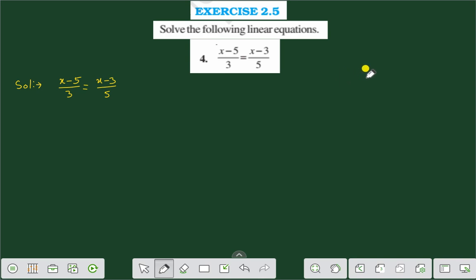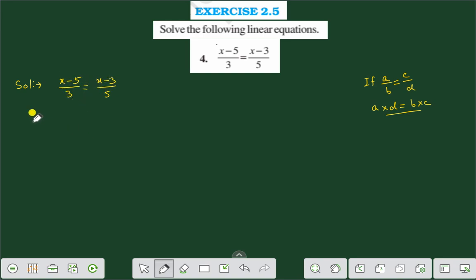We know that if a by b is equal to c by d, then we can cross multiply, that is a into d is equal to b into c. We'll apply this formula here, right? That is x minus 5 will be multiplied by 5 and x minus 3 will be multiplied by 3.